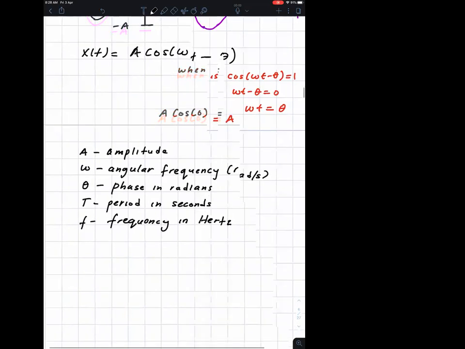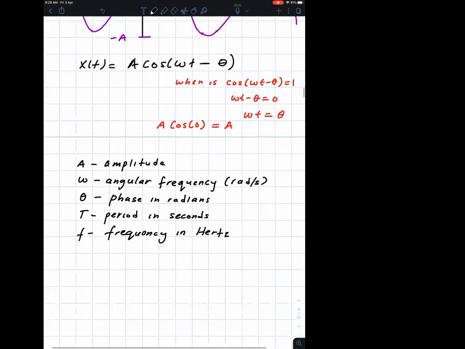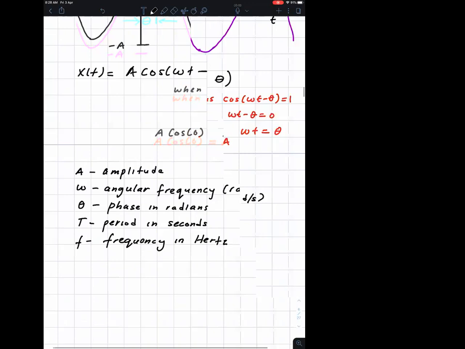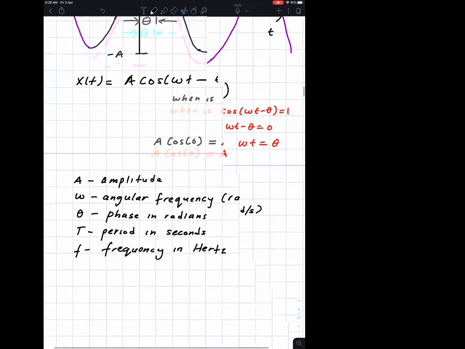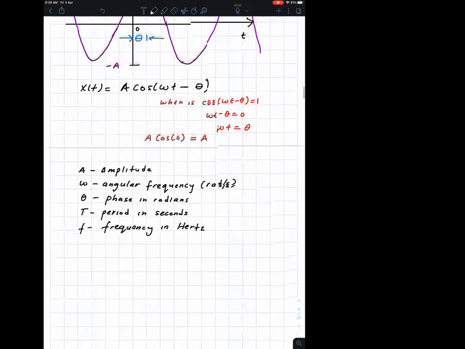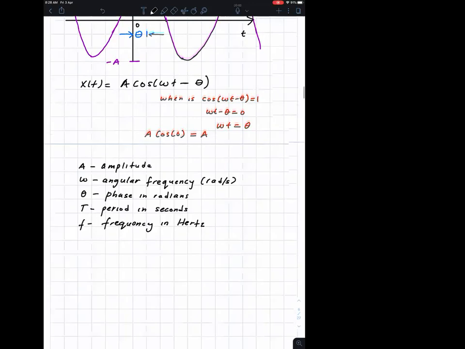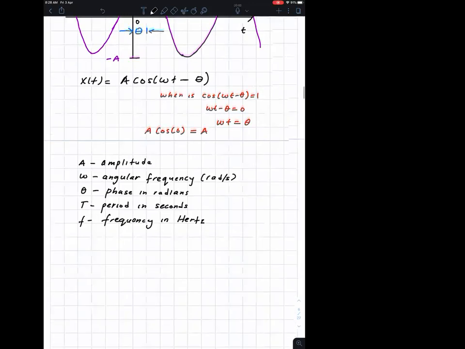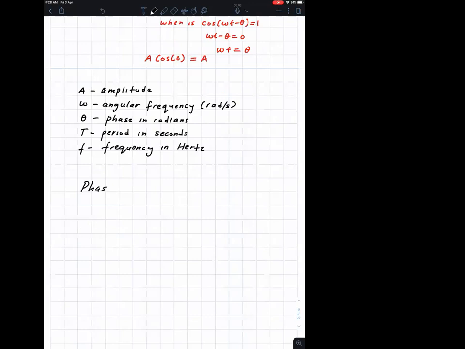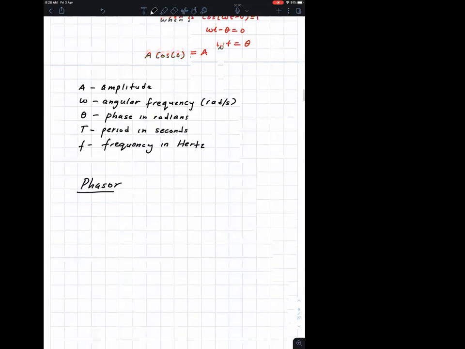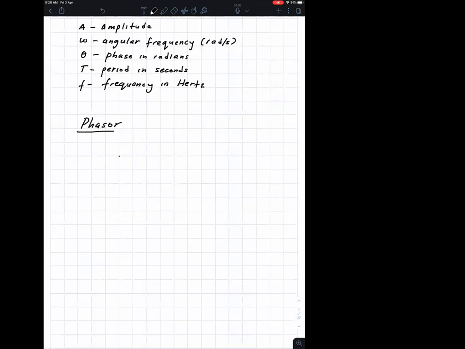Okay, this is a sine wave in time domain. Now I want to present this waveform as a phasor. You might be familiar with phasors from your power class, right? I don't know how much you understand, but I want to go through here how the time domain relates to the phasor.